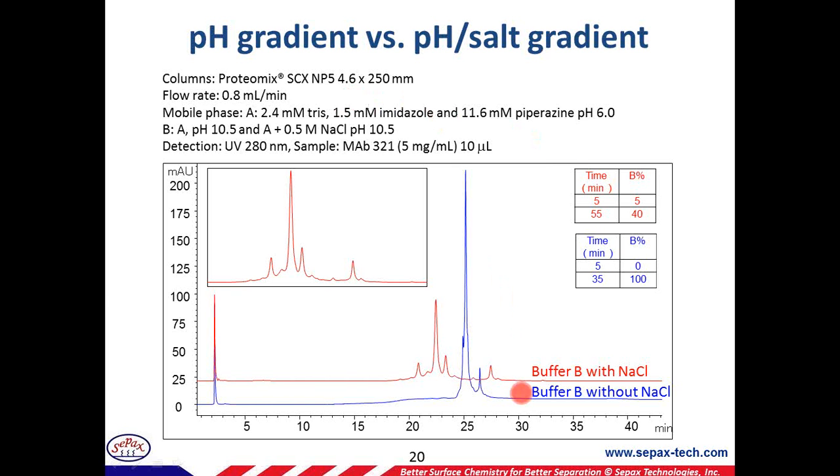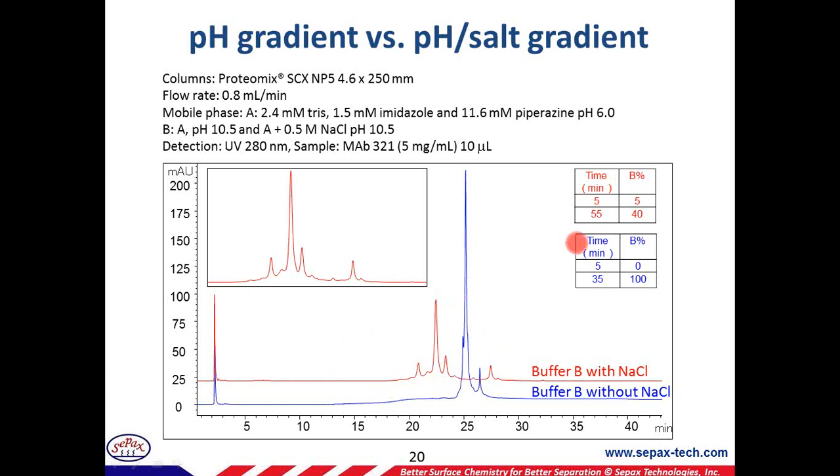Under this condition, without the sodium chloride, we actually do get some separation, but it came out pretty late in the gradient. We did not further optimize this pure pH gradient, but I think you can improve the separation here. On the other hand, we have another buffer system. We added a half molar salt in there and ran on the same column. We did get a better resolution with the salt added into the pH gradient, so it does have an impact on the separation.